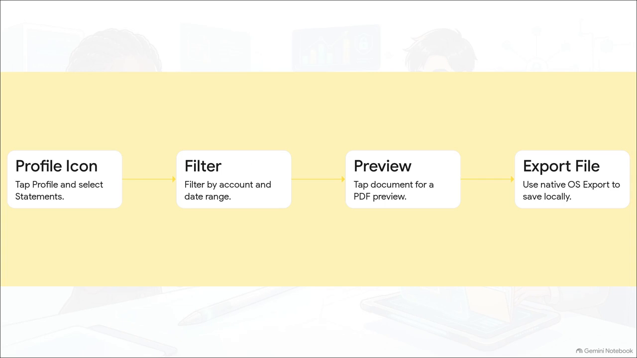When you tap the document you want, it'll open up a handy PDF preview right in the app. From there, just use your phone's native export button, like the iOS share sheet, to save the file locally. You'll even get a quick secure sandbox warning, letting you know the file is leaving Schwab's encrypted app environment, which is honestly a fantastic built-in security feature.